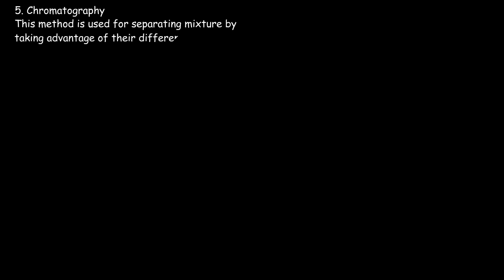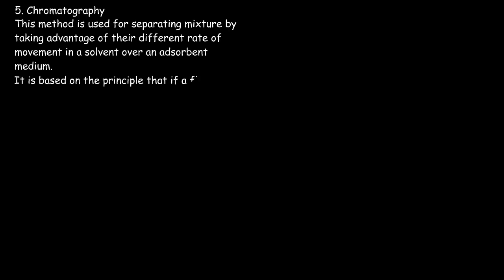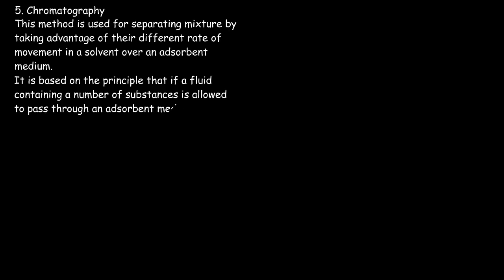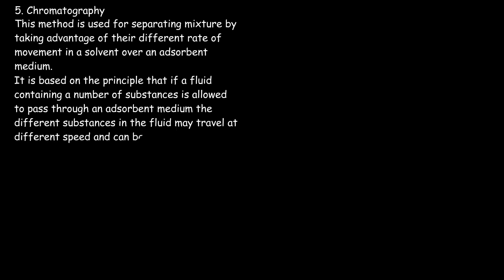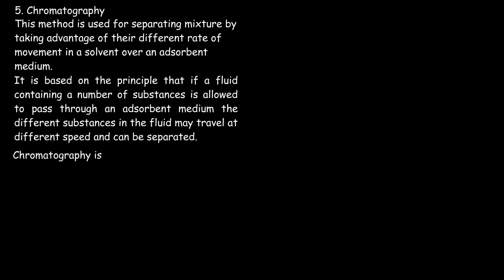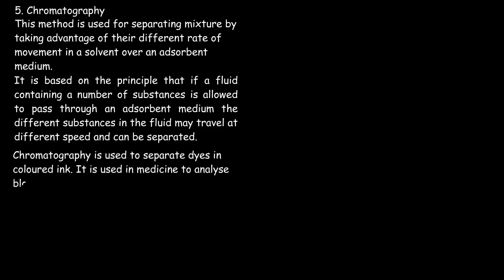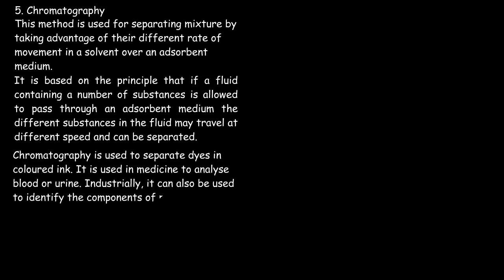Number five, chromatography. This method is used for separating mixtures by taking advantage of their different rates of movement in a solvent over an absorbent medium. It is based on the principle that if a fluid containing a number of substances is allowed to pass through an absorbent medium, the different substances in the fluid may travel at different speeds and can be separated. Chromatography is used to separate dyes in colored ink. It is used in medicine to analyze blood or urine. Industrially, it can also be used to identify the components of petroleum.